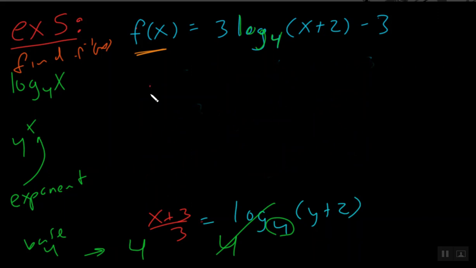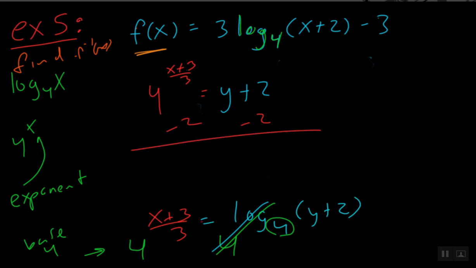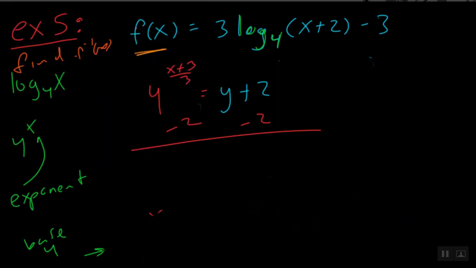Okay, so we now have this. On the left-hand side, we have 4 to the power of x plus 3 over 3 is equal to, and once those cancel, y plus 2. And from here, of course, we can subtract 2 from both sides, and we get our final answer, which I'll write just as soon as I clean this up.